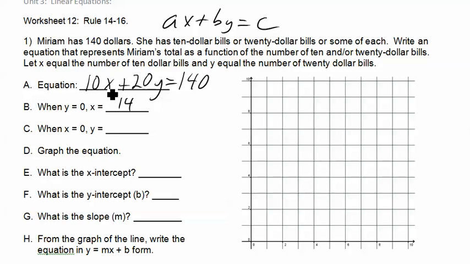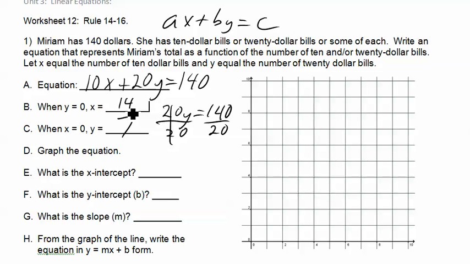Okay? So when x is 0, this goes away, and we have just this part of the equation. So we get 20y equals 140. Divide both sides by 20. We get y equals 7. So now we have to graph this equation. So we've got 2 points. That's all we need to graph a line.